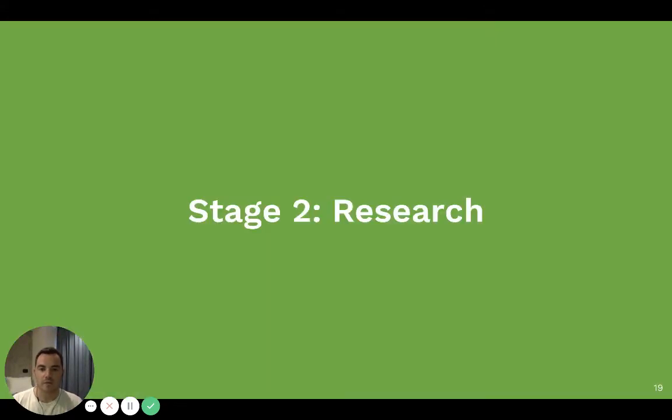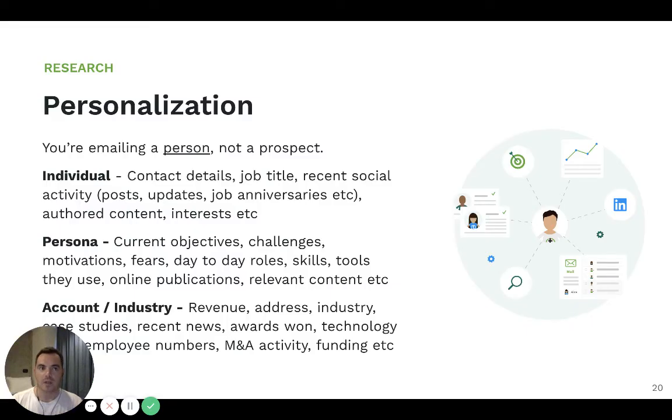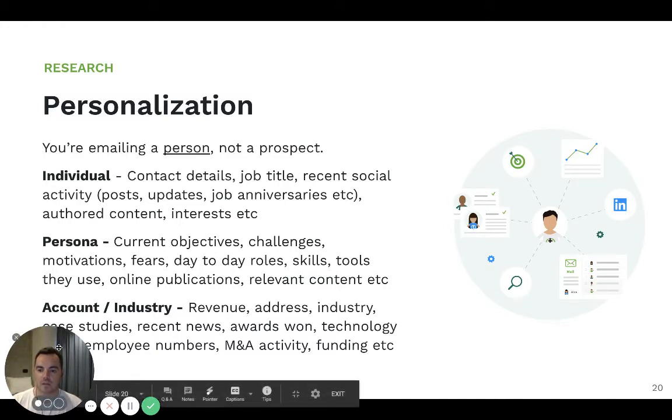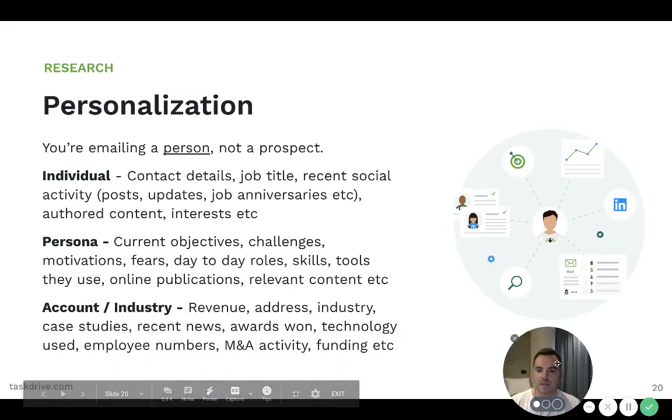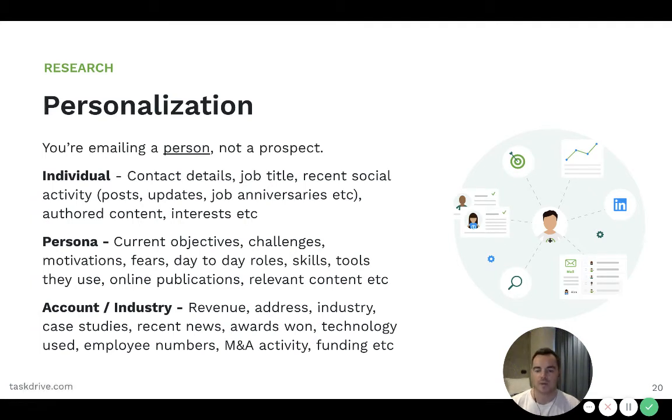We're moving swiftly into the research. Before you think about research, you also want to think about personalization, because you're emailing a person and not just a prospect. There are three main levels that I like to look at when it comes to talking about personalization. And these are looking at the individual level. So looking at the contact details, the job title, recent social activities. So what posts have they shared? What have they updated? Has it been a recent job anniversary? What content have they authored? What interests can you determine from maybe even their LinkedIn profile? That's the individual level.